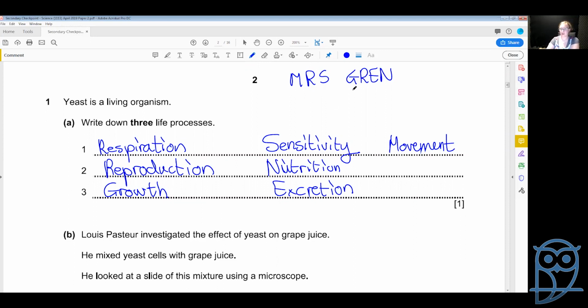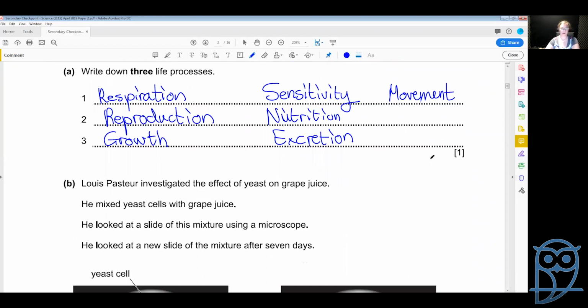You can remember them by remembering Mrs Gren. Starts with movement, respiration, sensitivity. The G is for growth, reproduction, excretion, and nutrition. Okay. So it only says write down 3, so you only need to write down 3. I wrote down 7 so that you guys know which ones.